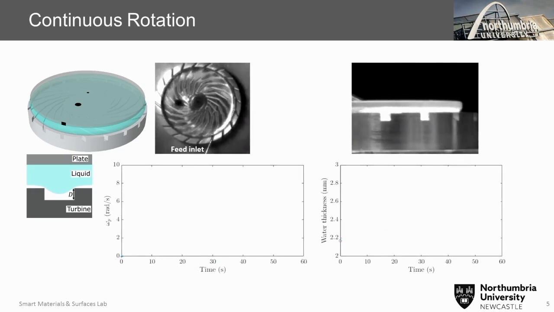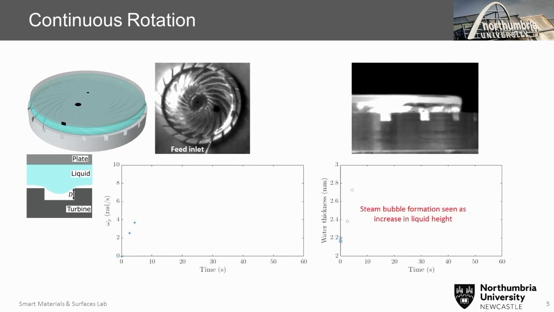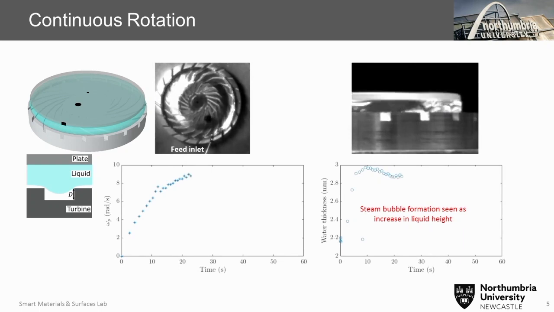And when we start the rotation, after a few seconds, what we see is that there is a steam bubble that forms here, which corresponds with an increase in the liquid height that we obtain from the side. That's because the liquid is pushed out radially and collects in the form of a toroid. And by adjusting the flow rate, we can, after some time, get a stable liquid height formation, which indicates that we can operate this engine continuously at a constant volume.